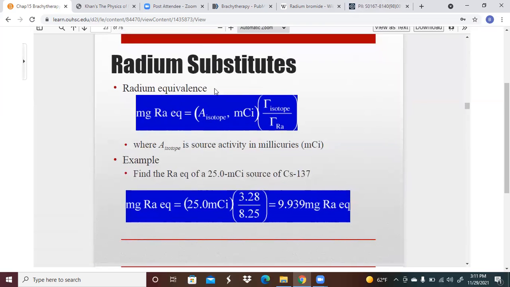If you want radium equivalents, then for the milligrams of radium equivalent, you take the activity of the isotope in millicuries, then take the gamma constants for each one and develop a ratio between them, and then you can produce this particular value. So if you have a 25 millicurie source of cesium-137 and you want to find the radium equivalent, you take the gamma for that cesium-137 divided by the one for radium, and then you can produce that.